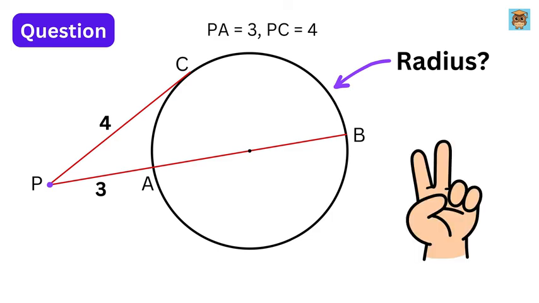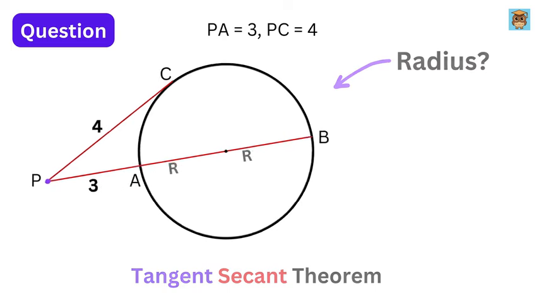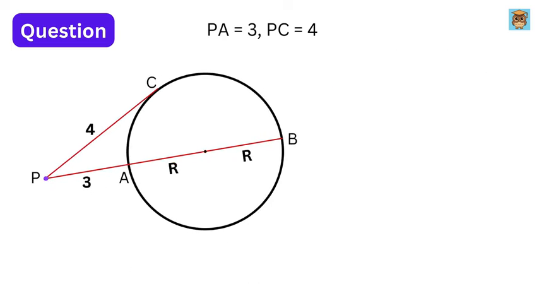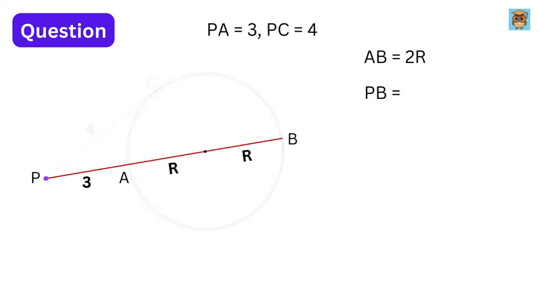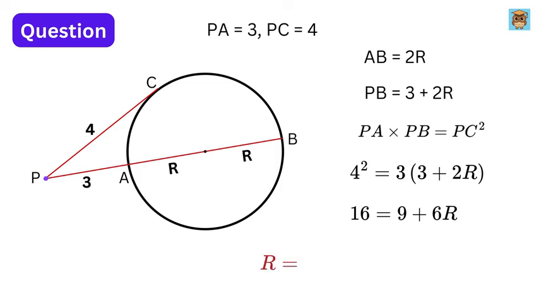We will solve it using two different methods. First, we will use the tangent-secant theorem. Let us label the radius as r. So AB, or the diameter of this circle, will be 2r. Thus, PB will be equal to 3 plus 2r, right? Now, using this theorem, we get 4 square equals 3 times (3 plus 2r), or 16 equals 9 plus 6r. Therefore, r equals (16 minus 9) over 6, or 7 over 6.